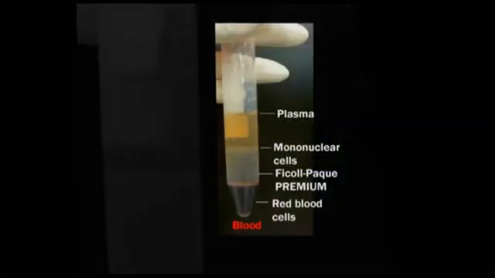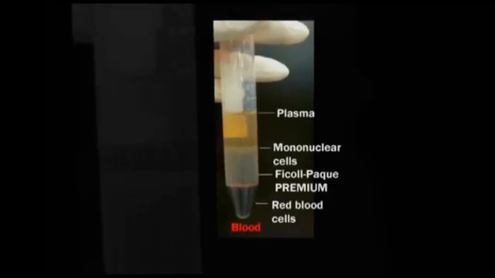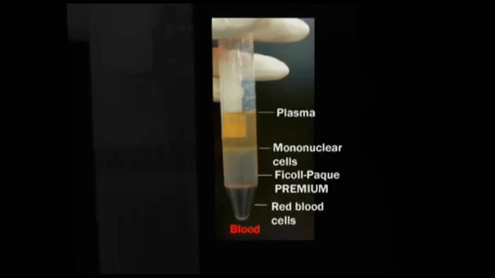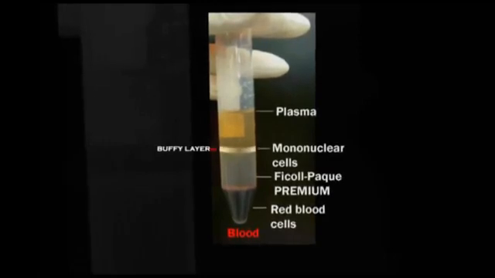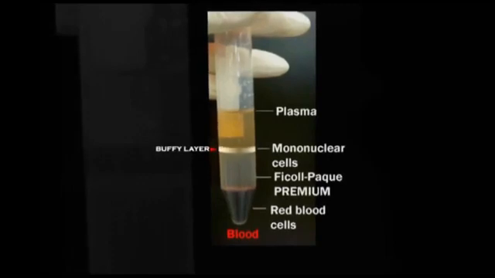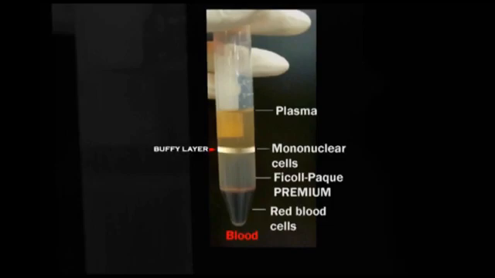In step 5, after the centrifugation, the tube is slowly removed from the centrifuge machine and the different layers of cells are observed. Using a sterile pipette, the solution at the interface of the Ficoll layer and the plasma is slowly pipetted out into a fresh tube. This interface region is also called the buffy layer because of its appearance.